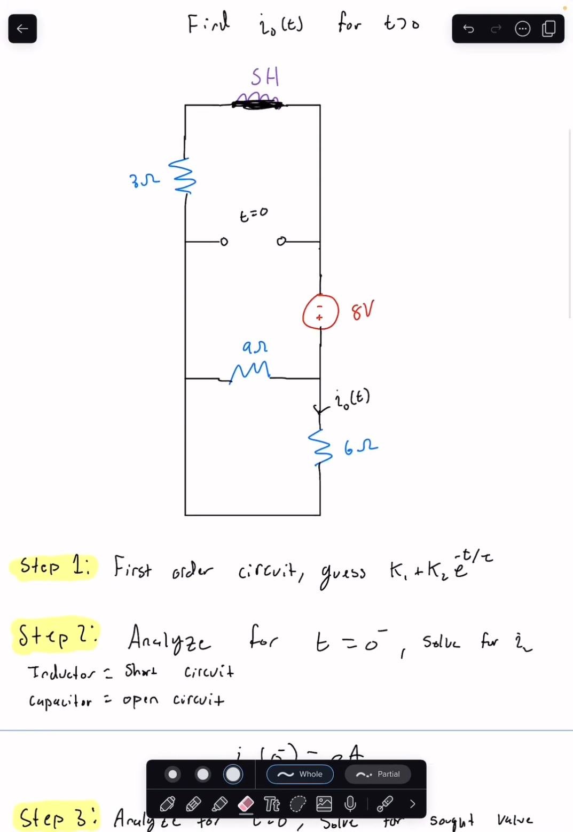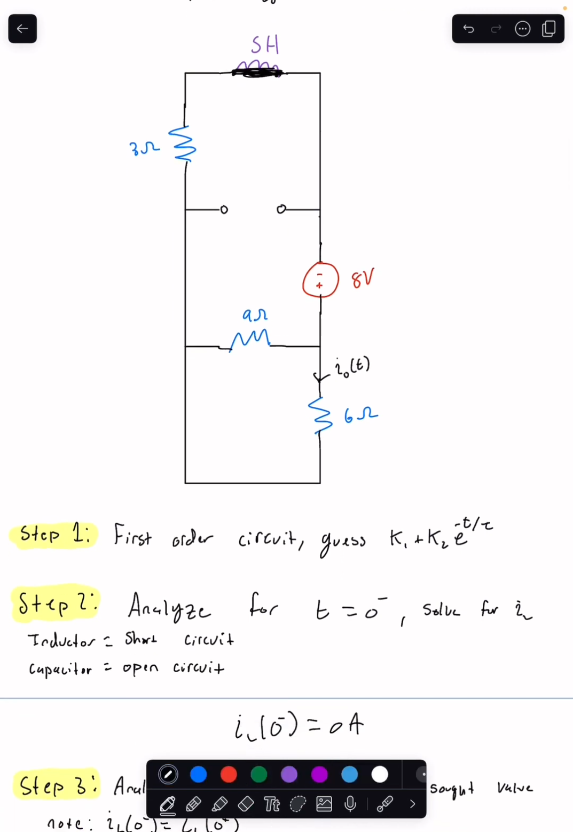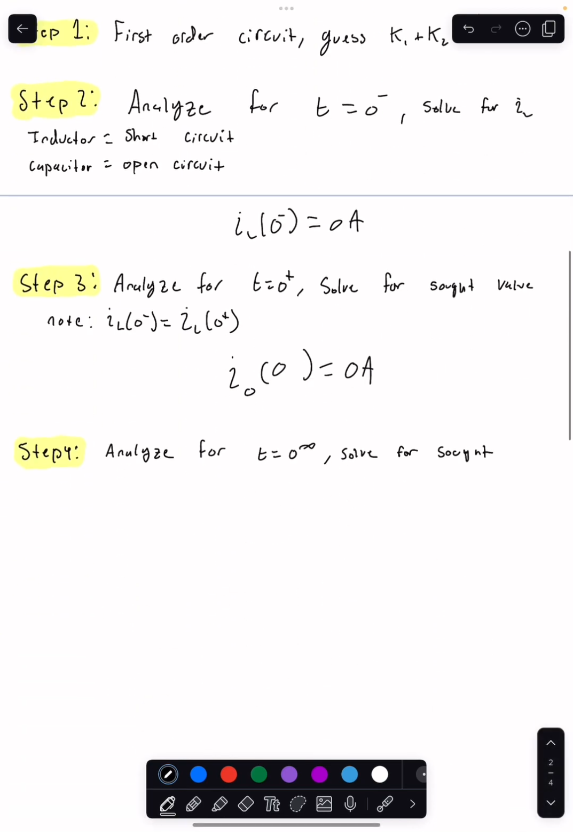So this leaves us with this circuit. And you can see that this will just be a two-loop, or two meshes, that we have to solve for. So we're just going to do mesh analysis, call this I1, call this I2, and then write our equations.